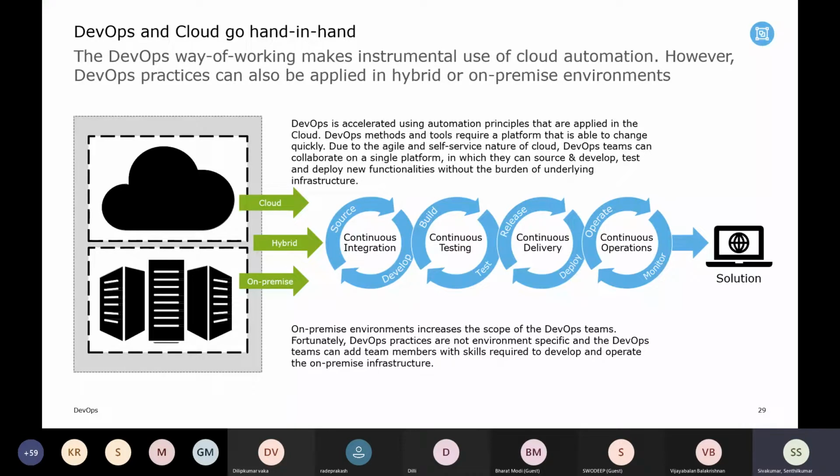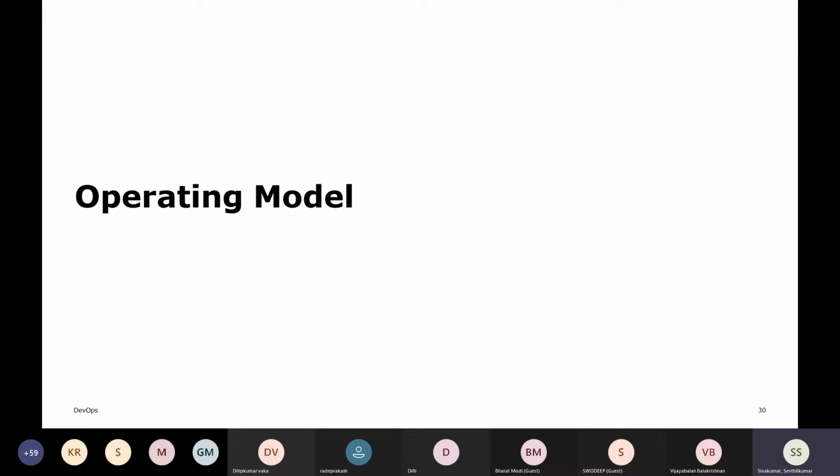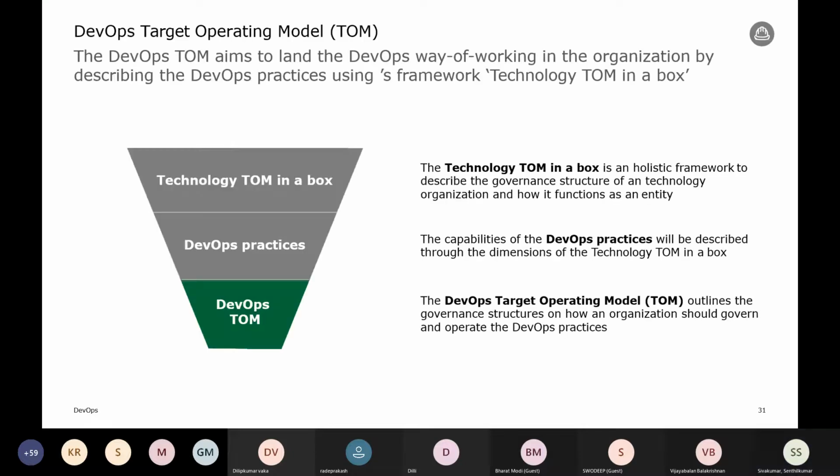So you got some fair idea about where we started and where we have landed right now. And the operating system model is the very important part, where the heart of demand and the requirements bring the DevOps framework to work. The operating system model has three stages. First one is the technology target operating system model, and the others are DevOps practice and the DevOps target operating model. The first one is technology.